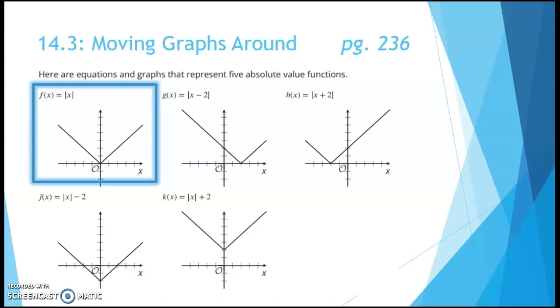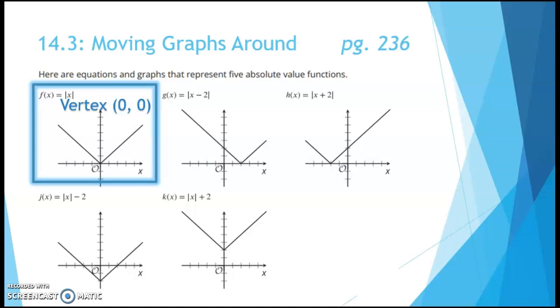Focusing on this first graph, if you want to put a box around it on your paper, this is what I'm going to call the parent function. And this graph has a vertex, or a low point, at (0, 0). We want to know what happens when we have different elements and we're using the number 2 here. What happens to the graph as we introduce the number 2?